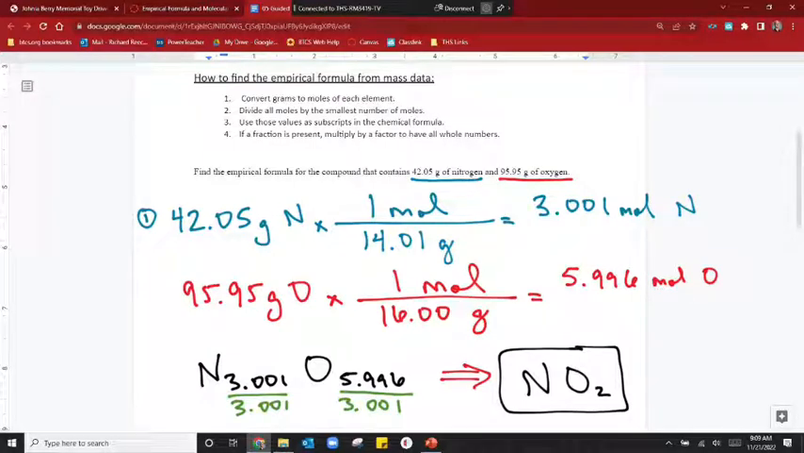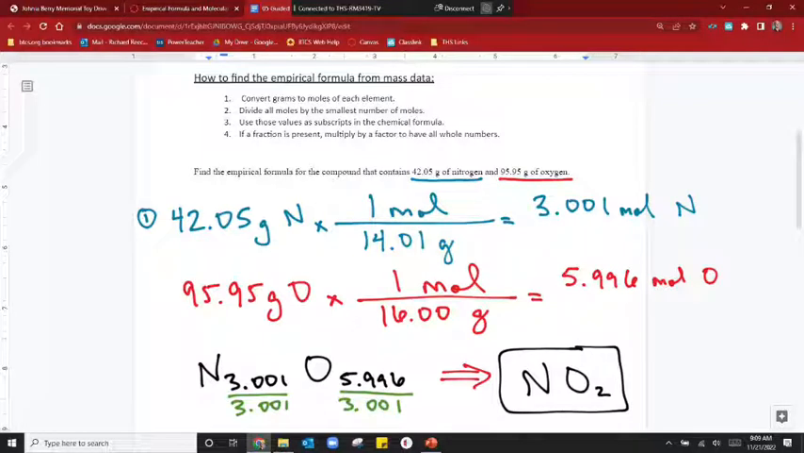You cannot use grams as subscripts. You can only use moles as subscripts. And then you divide by the smallest number in order to get that into a chemical formula with whole number subscripts. Raise your hand if you have any questions about where any of those numbers came from or how I got those number of moles or anything.